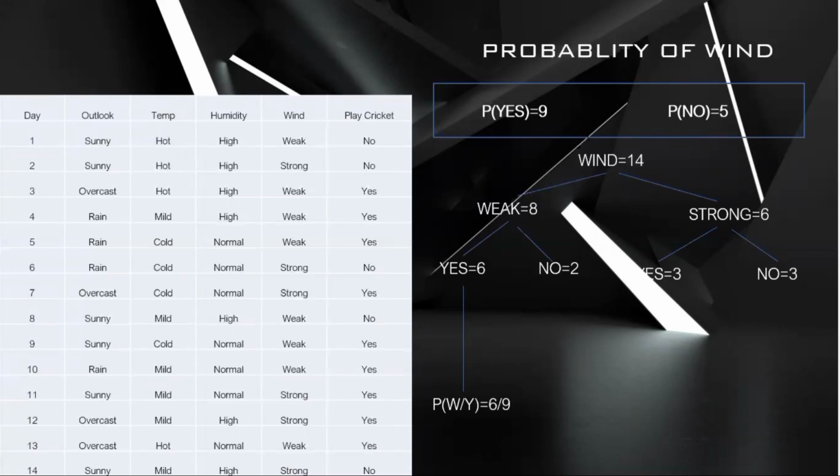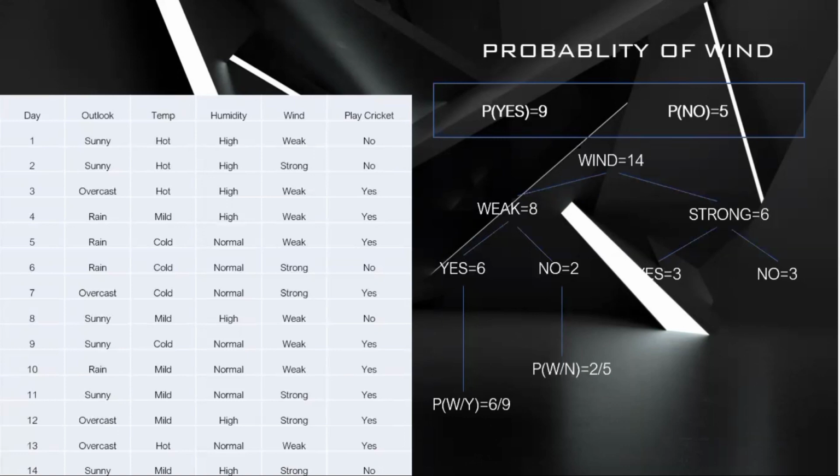The reason here, friends, is that in order to play cricket, I will not just consider the wind. I have to consider all the scenarios: outlook, temperature, humidity, wind, and play cricket. For that reason, I have recorded P of W given yes equals 6 by 9. The same goes with no, which comes out as 2 by 5.